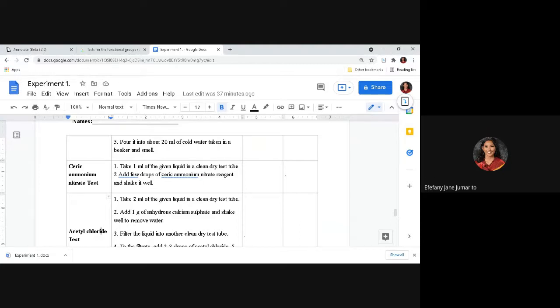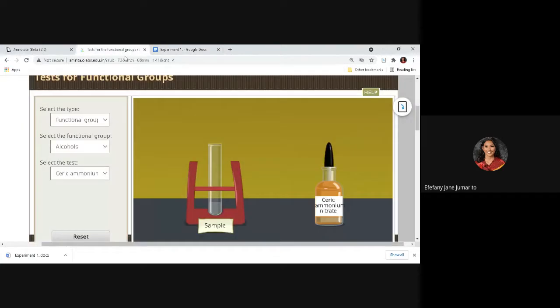Take 1 ml of the given liquid in a clean dry test tube. Then we add a few drops of ceric ammonium nitrate and shake it well. Okay, so let's shake. All right, then we are going to shake. Now, take note of your observation. It's pink or red color. Okay, then, if that's the case, is there a presence of what? Alcohol? Okay. So that's for the ceric ammonium test.